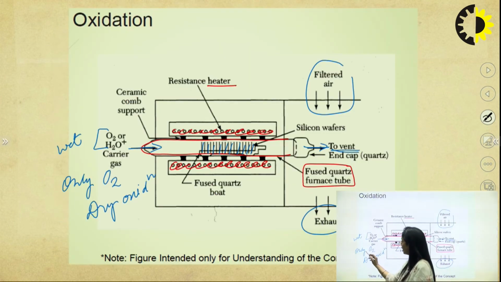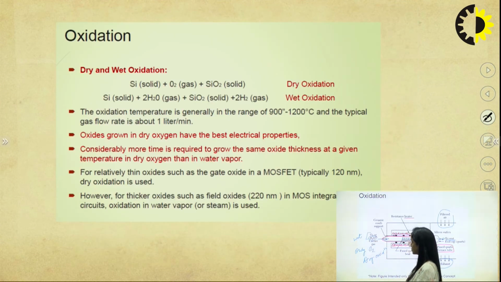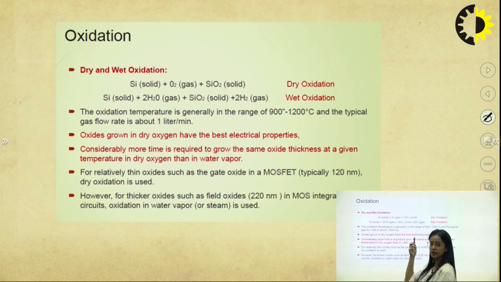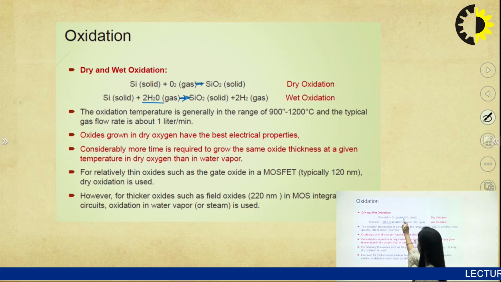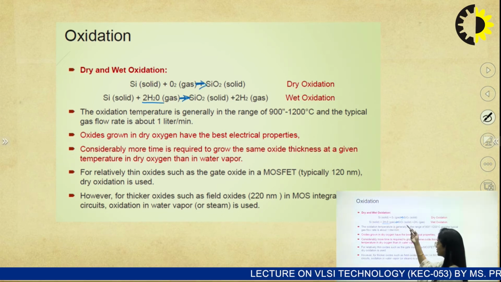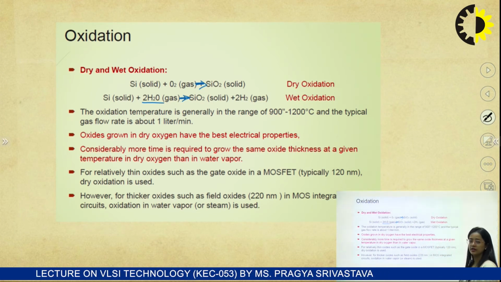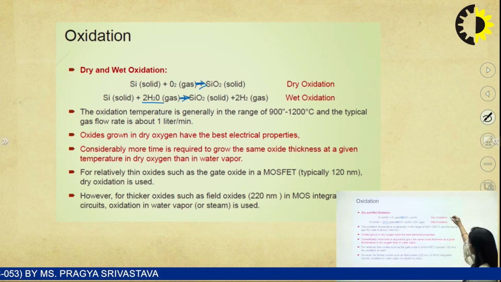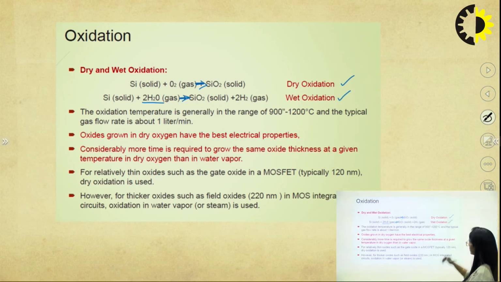See, when we have no water molecule, that is dry oxidation. Very much easy to understand. So when we have water, like 2H2O, then here we have this arrow, SiO2 plus 2H2, and when we have only silicon plus O2, we have silicon dioxide. So this is dry oxidation, this is wet oxidation.